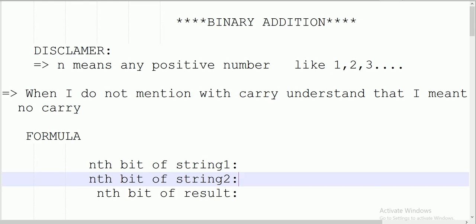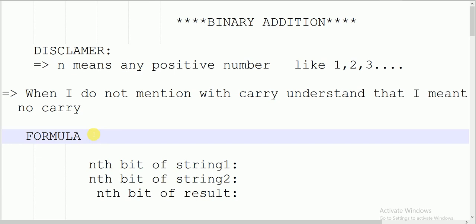Hey guys, this is a video on binary addition, and here I will first discuss the formulas and then I will implement those formulas on a few problems. And I can assure you that by the end of this video you will have no confusion on this topic. So without any further ado, let's get into the video.